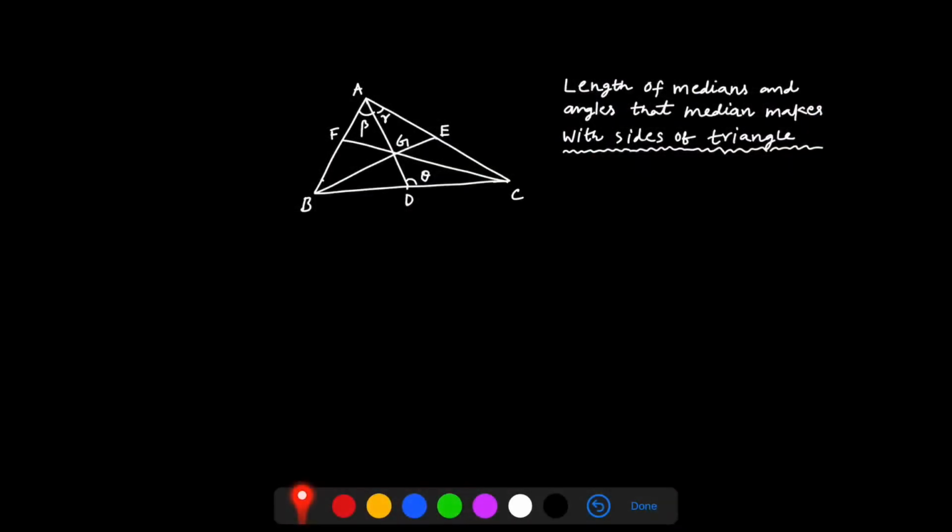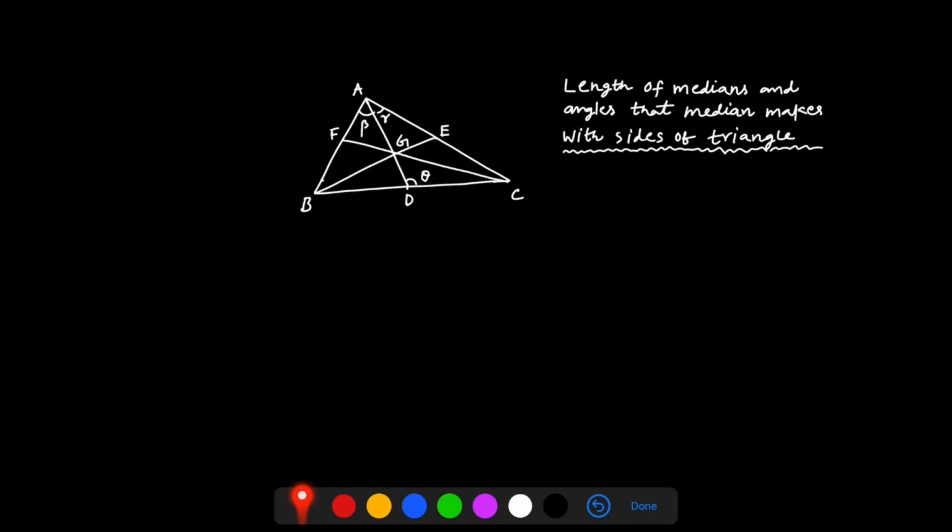So today we are discussing how we will determine the length of a median and the angles that the medians make with the sides of the triangle. Suppose we have a triangle ABC and suppose AD is the median, therefore D is the midpoint of BC. Similarly, BE is the median, so E is the midpoint of AC, and CF is another median. As we know, the medians pass through a common point, denoted by G, and it is known as the centroid of the triangle.